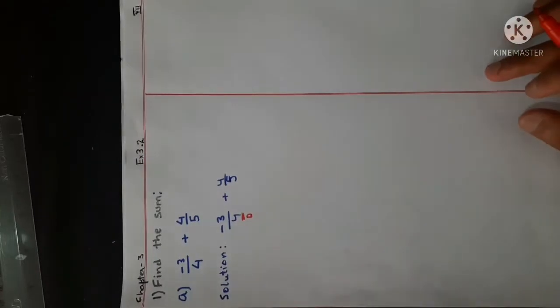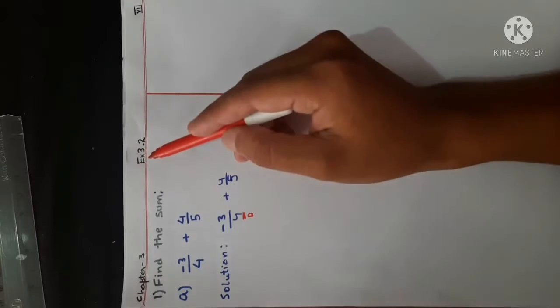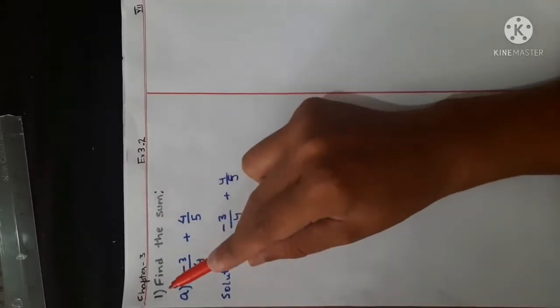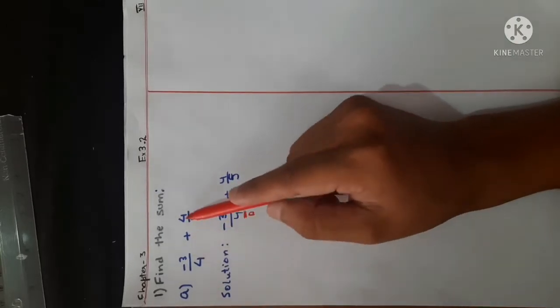So students, in today's video, we will solve question number 1 and question number 2 from exercise 3.2. So let me do question number 1 first. Find the sum. Question A, minus 3 by 4 plus 4 by 5.